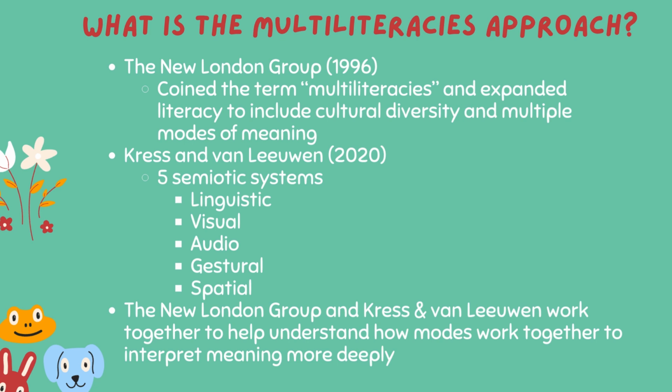Kress and Van Leeuwen built on this by showing that all communication is multimodal, meaning it combines elements like image, written language, color, layout, sound, and spatial design to make meaning. For instance, this very presentation is a multimodal text. It uses spoken narration, written text, visual design, and sequencing to communicate ideas.